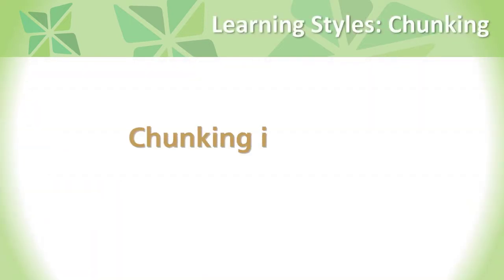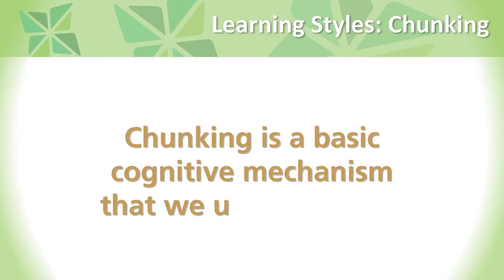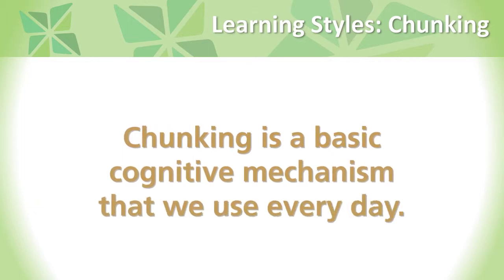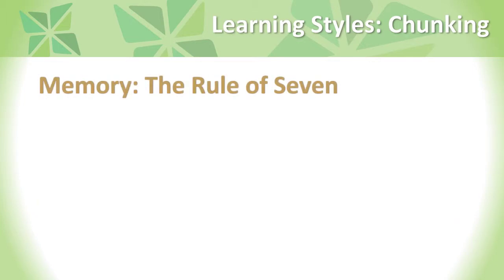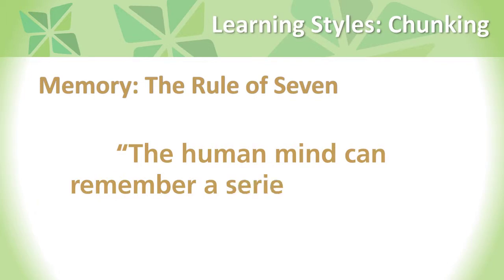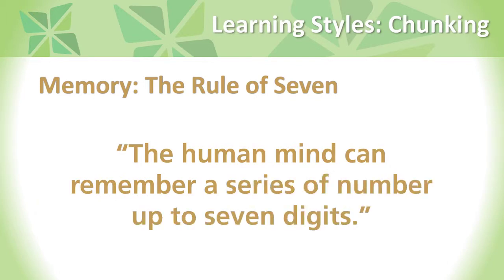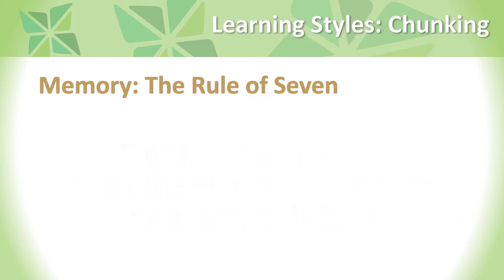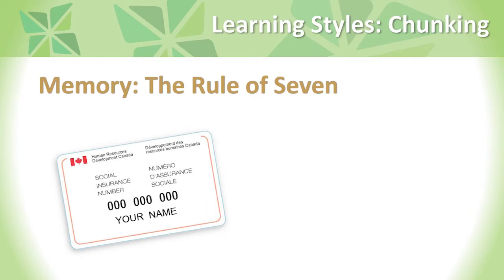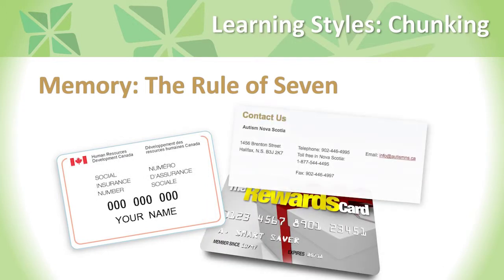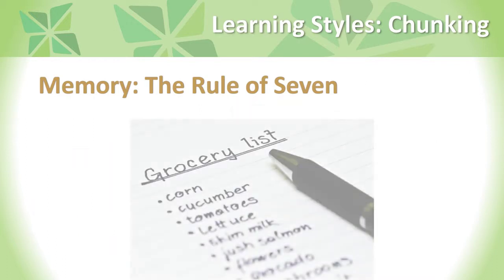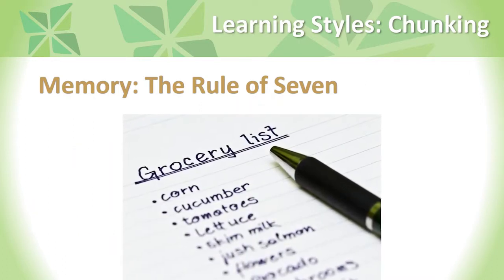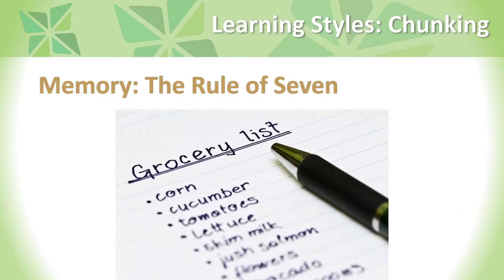Chunking. Chunking is a basic cognitive mechanism that we use every day, often for memorization. With memory, there is a rule of 7. The rule of 7 states that the human mind can remember a series of numbers up to 7 digits, after which the accuracy drastically drops. This is why we tend to group numbers together. Social insurance numbers, credit card numbers, and phone numbers are all grouped together, often in groups of 3 to 5 numbers. When we make lists of items to remember, we group them based upon similarities to help us remember them better.